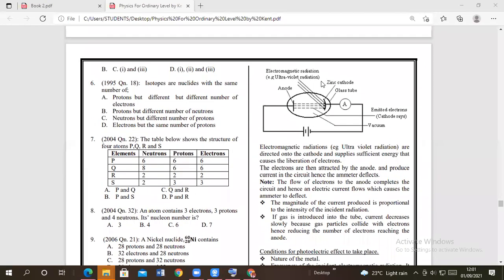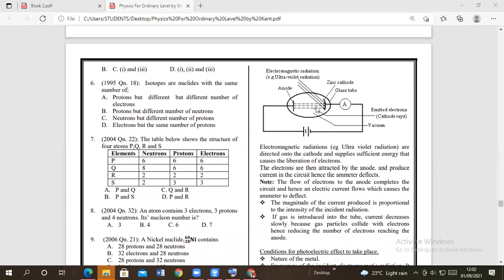So once the radiation falls on the zinc cathode, electrons are emitted from the zinc cathode and they are attracted towards the anode. The name given to this group of electrons that are moving at a very high speed from the cathode to the anode is what we call the cathode rays. So cathode rays is the group of fast moving electrons. The cathode rays moving from the zinc cathode are attracted towards the anode.